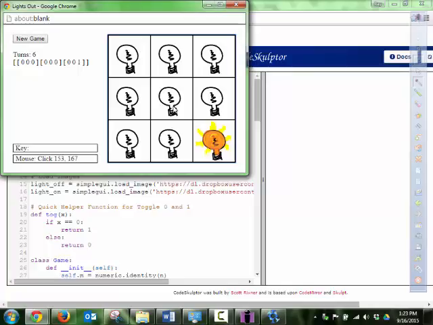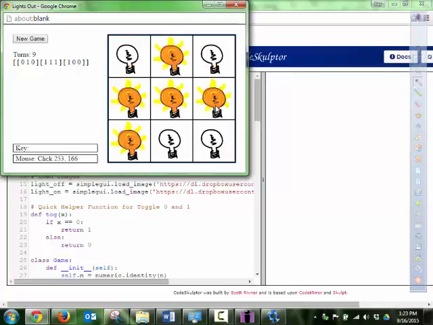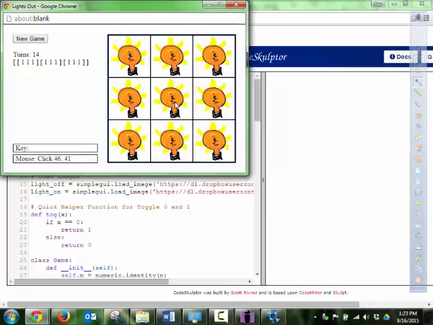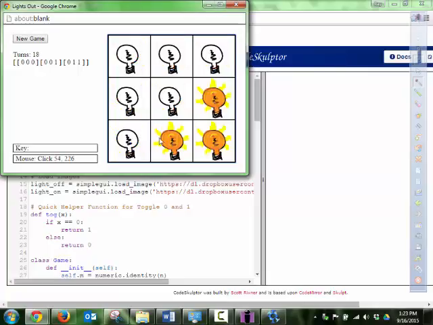Now we're going to try to turn this off. I think the trick is to start here, and then here, and here, and then here. No. I don't know how to play this game. Ooh. So maybe you want all the lights to be on. Let's see. There.